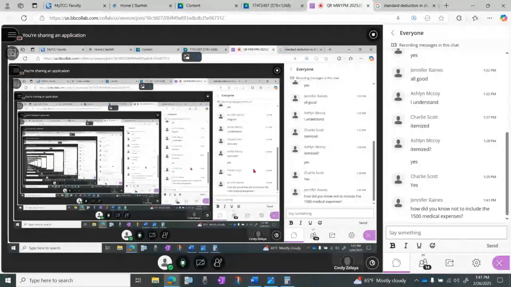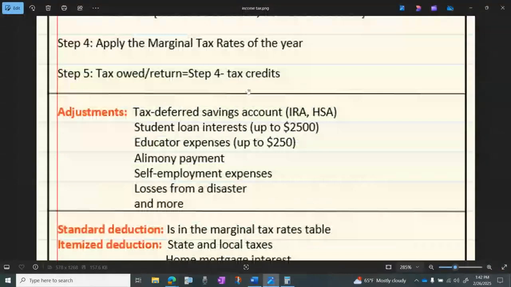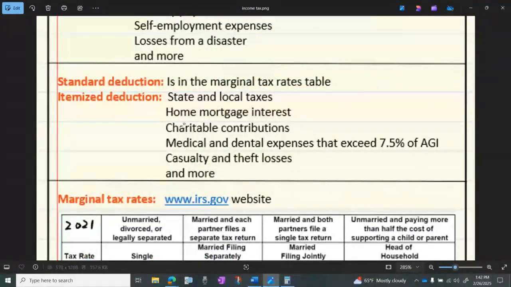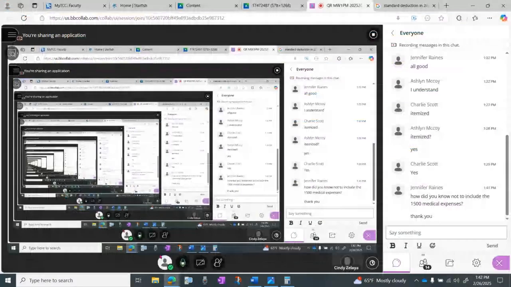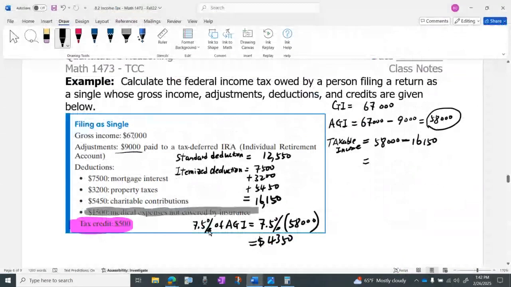How did you know not to include the 1,500 medical expenses? That's a very good question. Let me show you the picture here. Let's see the itemized deduction. Besides state and local taxes, home mortgage interest, and charitable contributions, there are medical and dental expenses that exceed 7.5% of AGI. Do you see that? Since this taxpayer's 7.5% of AGI is $4,350, and his out-of-pocket medical expenses are only $1,500, which is lower than 7.5% of AGI, we do not count that as itemized deduction. That's a good question.